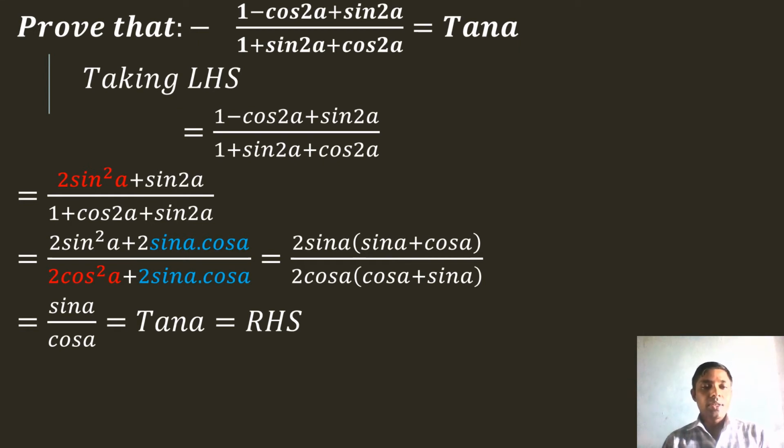In the same way we are using the formula in the denominator also, by arranging 1 plus cos 2a, and then applying the formula as 2 cos square a. In the same way for sin 2a we have expressed the formula as 2 sin a dot cos a. Here also 2 sin a dot cos a. So as we are getting common terms in numerator and denominator, we have to take them common.